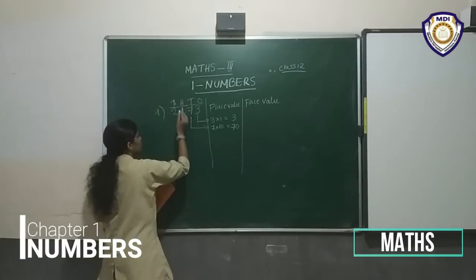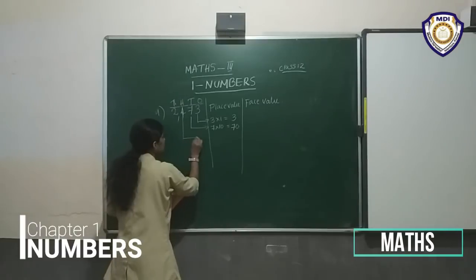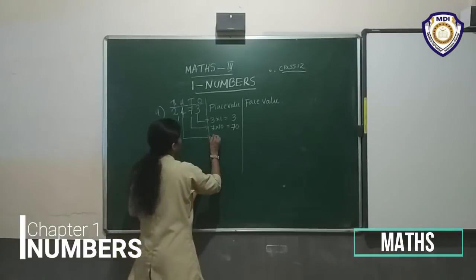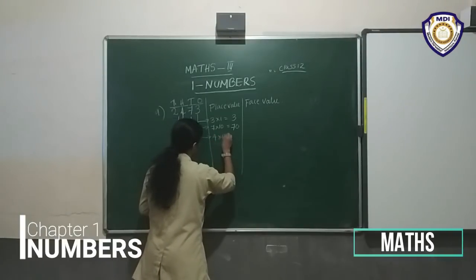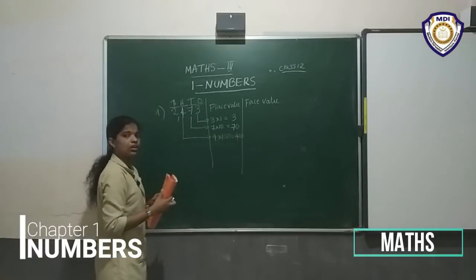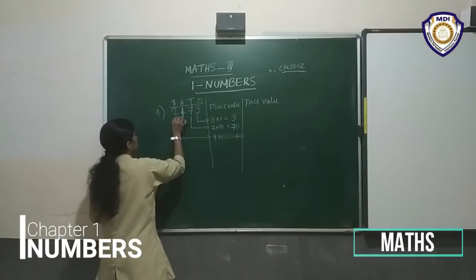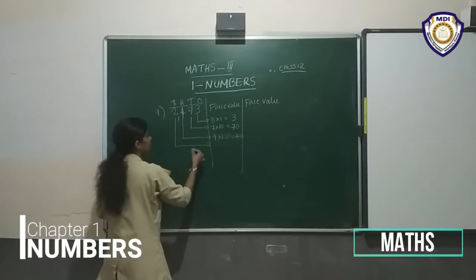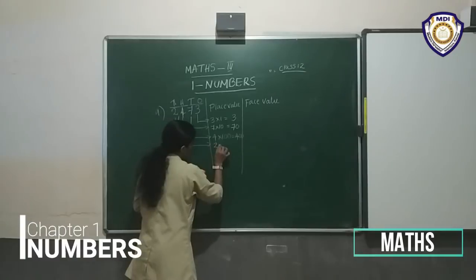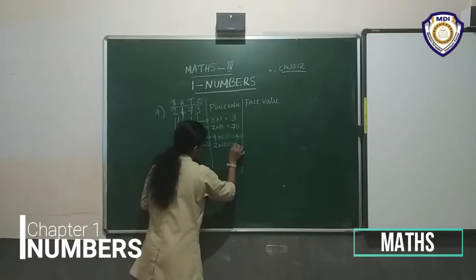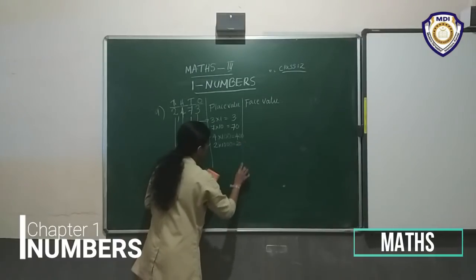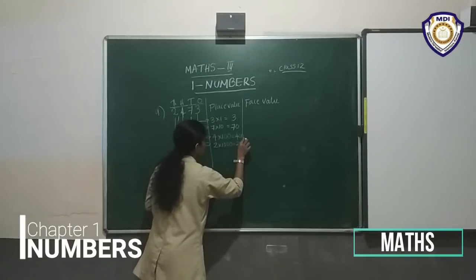Then place value of 4. 4 is in the 100 place. 4 into 100, 400. Then 2 is in the thousands place. 2 into 1000, 2000. Okay.